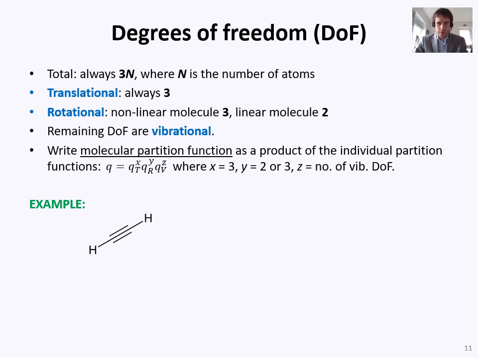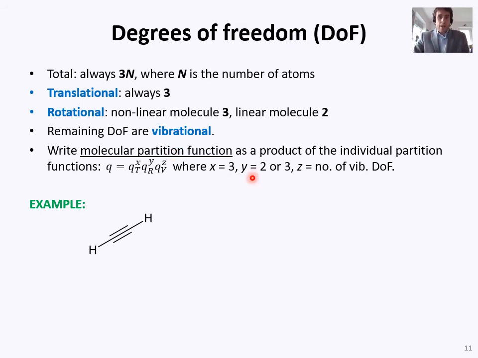Okay, so I've been talking about degrees of freedom, and here's where we sort of learn a bit more about that. I think you should already know that the number of degrees of freedom you've got is always given by 3n, where n is the number of atoms. So for a diatomic, you'd have 3 times 2, which is 6 degrees of freedom, 3 of which are going to be translational, 2 of which are going to be rotational, because a diatomic is always linear, and the 1 remaining degree of freedom is vibrational, because of course it's a diatomic and it can vibrate.